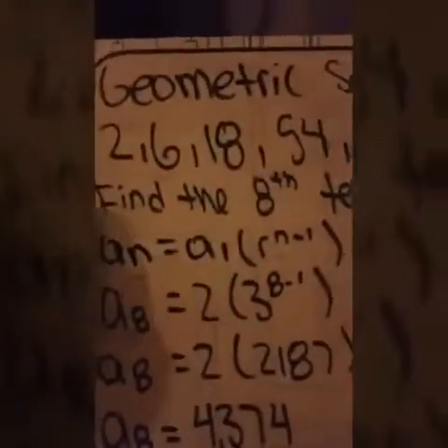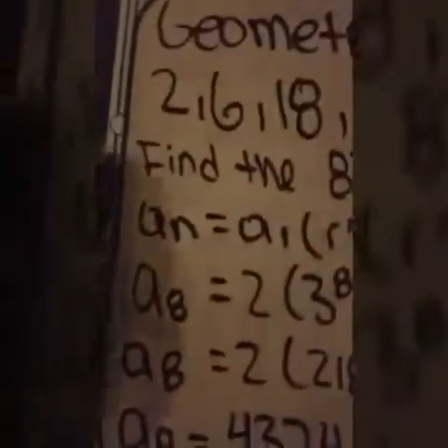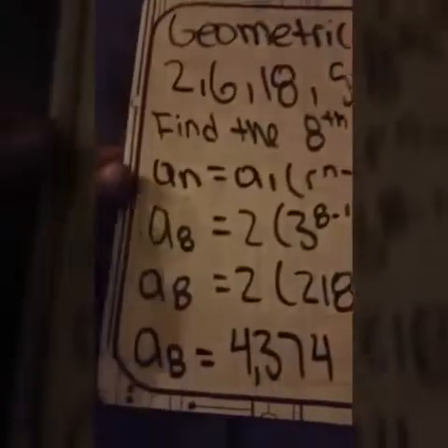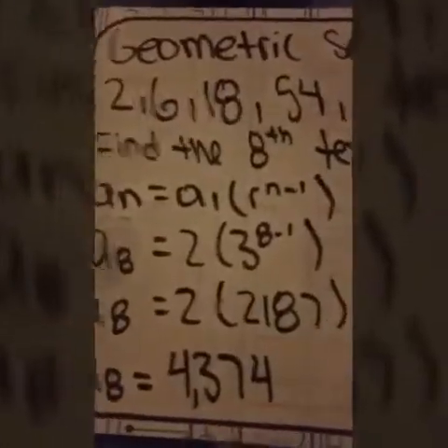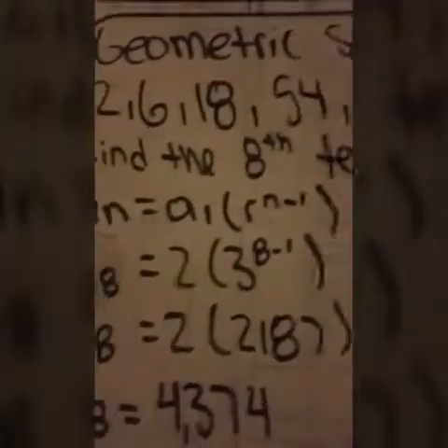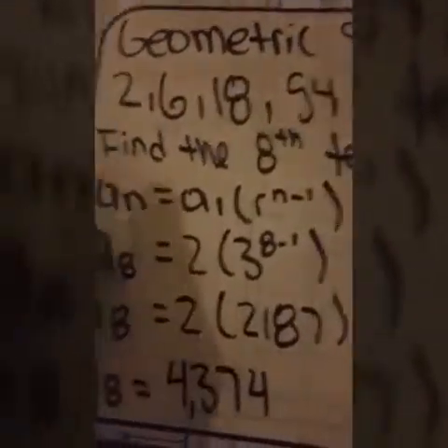Okay, so now let's talk about the geometric sequence. The geometric sequence is different from the arithmetic sequence because now you're multiplying and not adding like the other one was. So here you have 2, 6, 18, 54. Now, you want to find your 8th term.